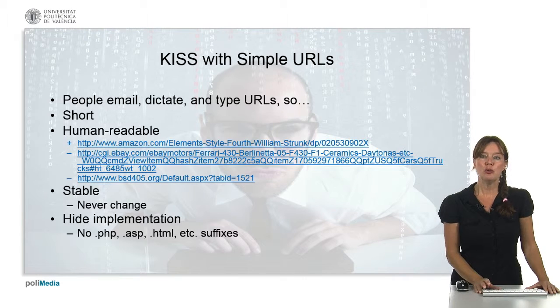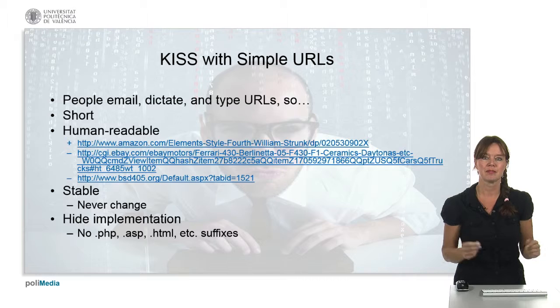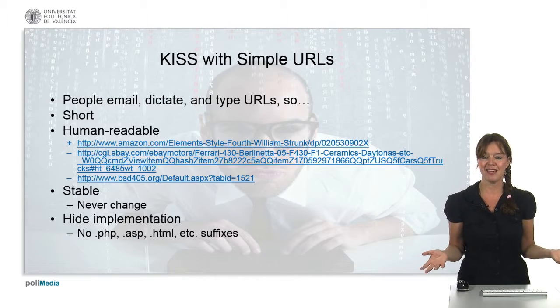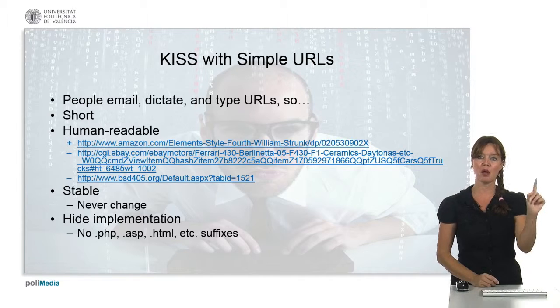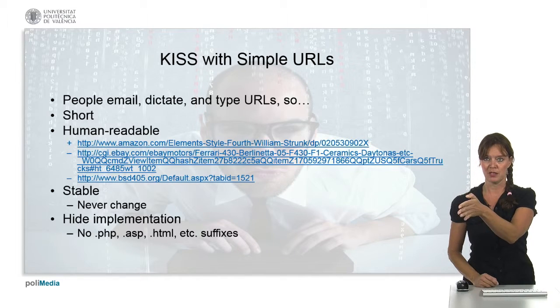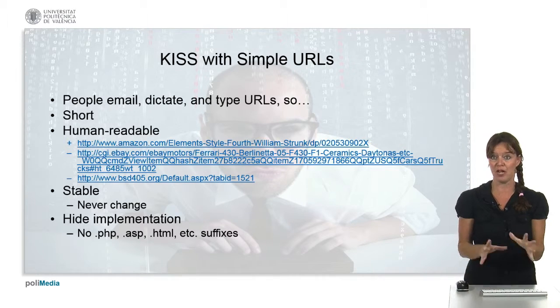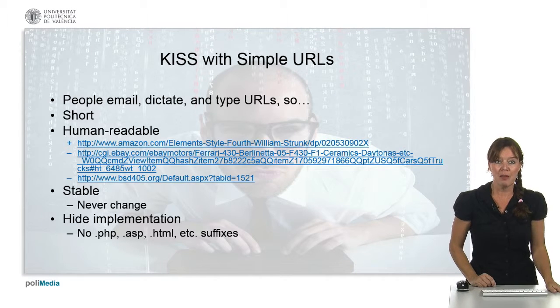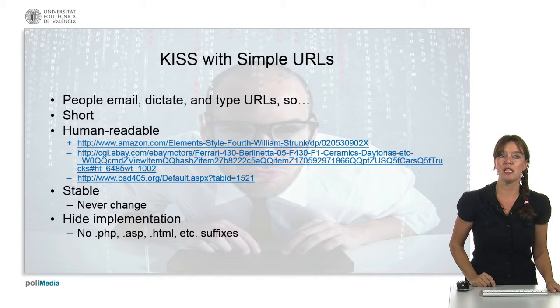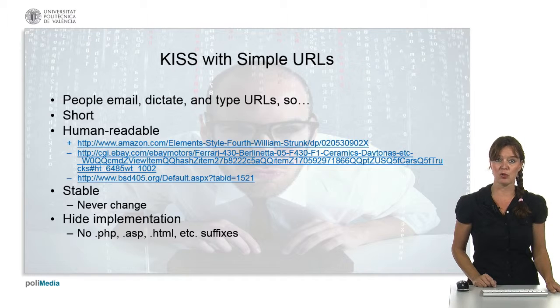And also, do KISS, keep it simple, with simple URLs, the uniform resource locators, which are the addresses of these hyperlinks. We know that people email, dictate and type URLs. Oh, go to this website, www.whatever. So make sure that they're short, because otherwise it will be impossible for people to dictate, write, or type them in. For example, make them human readable. We see some examples here on the slide. The first one is good, because you see you are on Amazon, you are looking at a book called Elements of Style, which is the 4th edition of William Strunk, and some number, which is probably the ISBN.